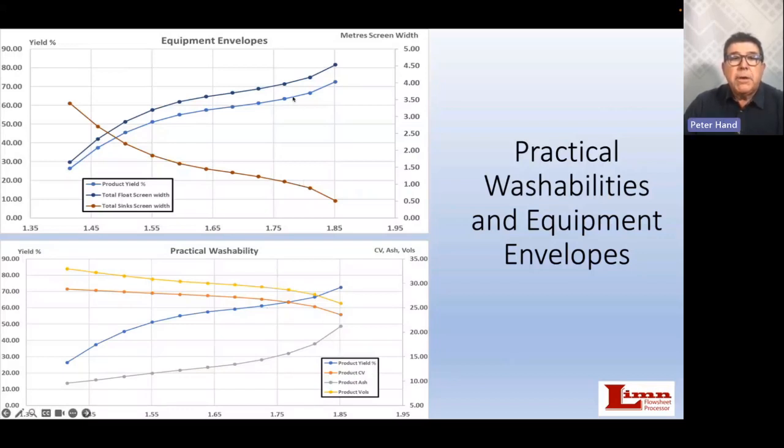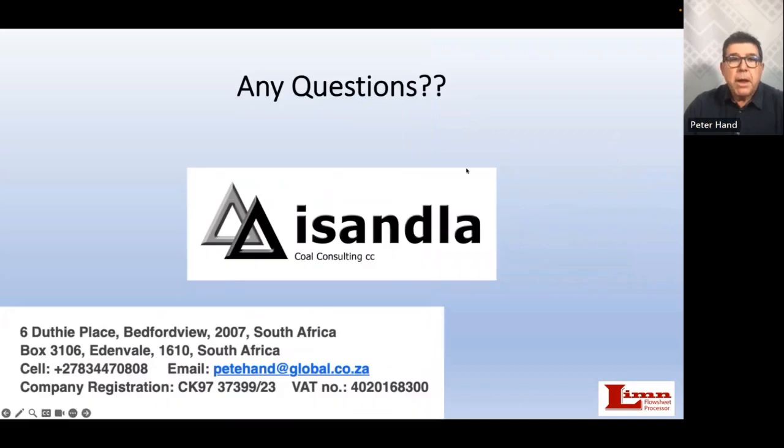And at the top, if we want to know the envelope of performance of this plant, I can actually look to see when I will run out of screen width capacity or whatever it happens to be. So I could put cyclones on there or whatever, but I can develop the whole circuit and know the envelope of performance of that circuit.